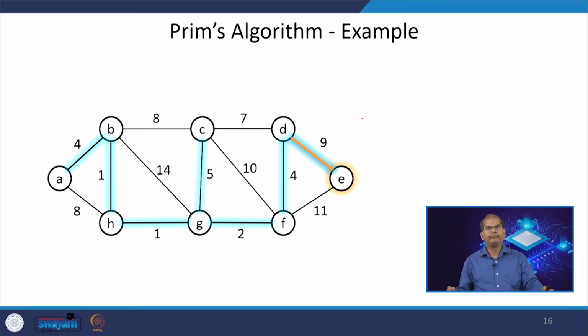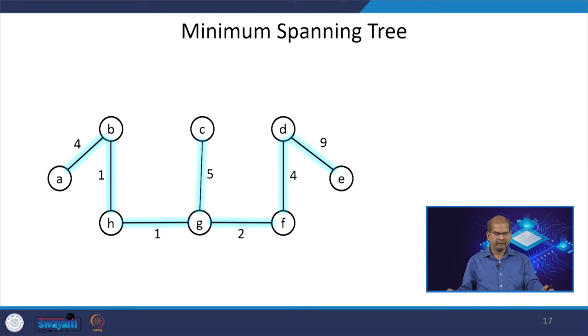So, basically we have all the nodes already in the graph, and they are connected by the minimum weight edges. That is why this is the minimum spanning tree. All the nodes are there in the graph, and we have selected the edges which have the minimum cost to create the minimum cost spanning tree. This is using Prim's method.